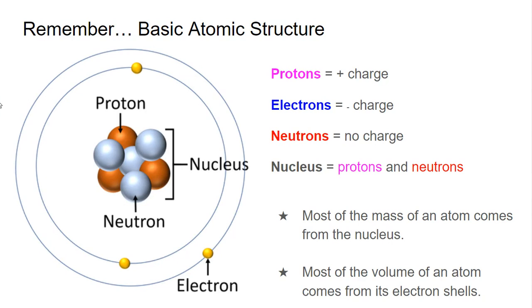Remember, an atom is formed from three subatomic particles: the protons, neutrons, and electrons. Together, the protons and neutrons make up the nucleus, which is found towards the middle of the atom, and around the nucleus are the electron shells, in which electrons are thought to move around the nucleus. Protons have a positive charge, electrons have a negative charge, and neutrons are neutral. Most of the mass of an atom comes from the nucleus, whereas most of the volume or the size of the atom comes from the electron shells.